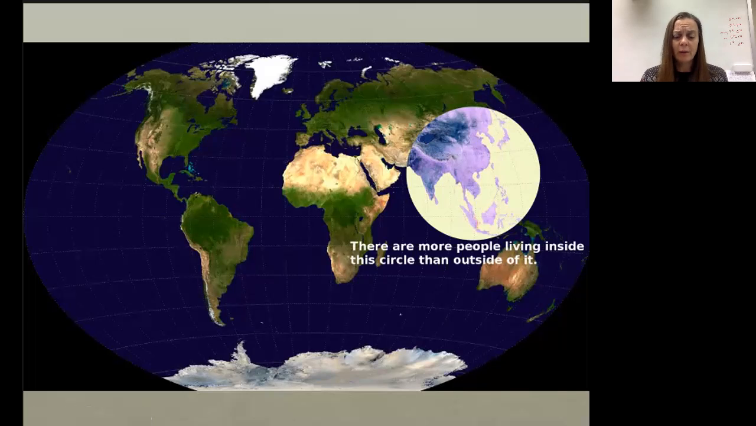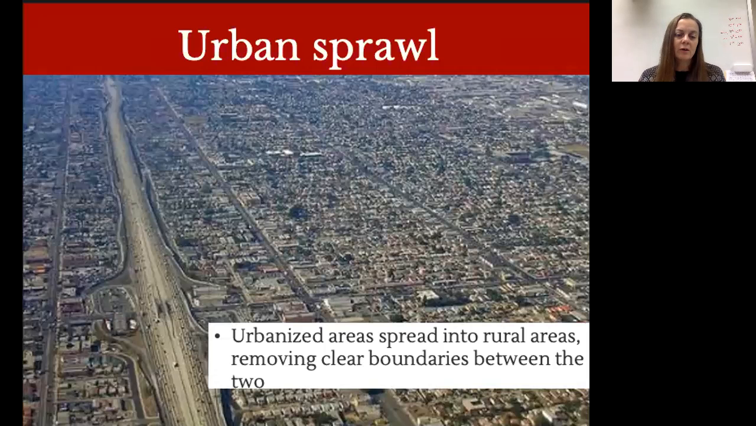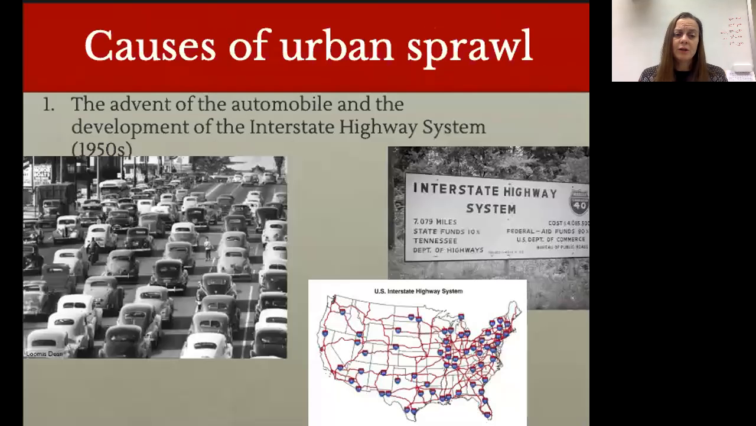And so you have incredible population densities throughout Asia: India, Pakistan, China, Japan, all of Southeastern Asia. And so we get into issues of the environment when it comes to urban areas and urban sprawl. When we talk about urban sprawl, we're talking about these urban areas spreading into the rural areas, removing those clear boundaries between the two. So really, what has caused this? Especially in the United States, the number one cause of urban sprawl is the development of the interstate highway system and the advent of the automobile.